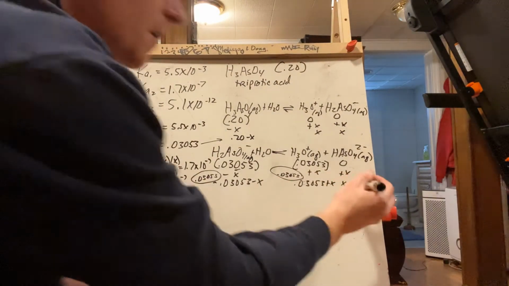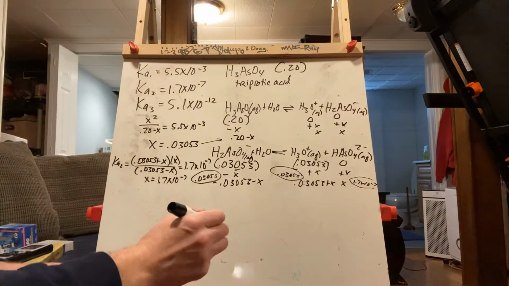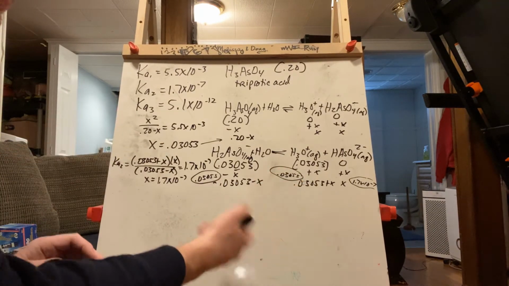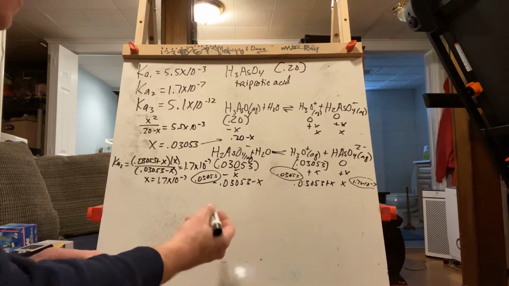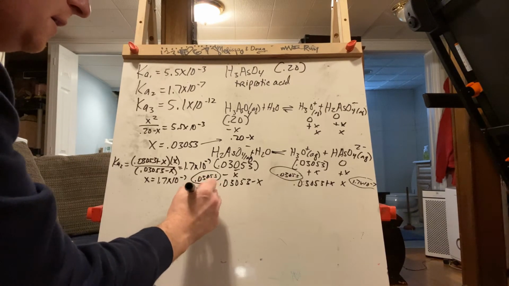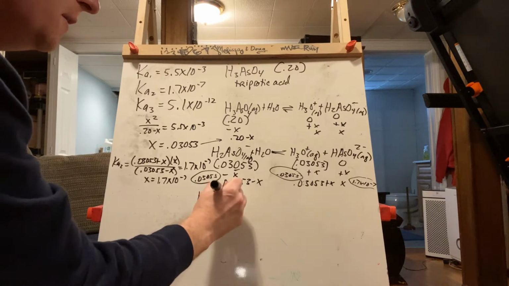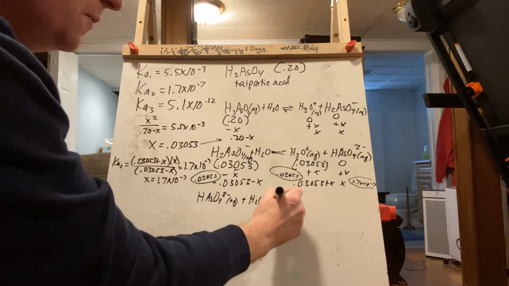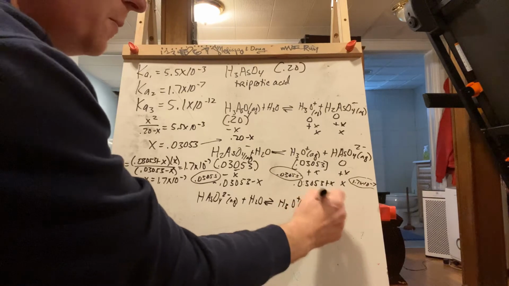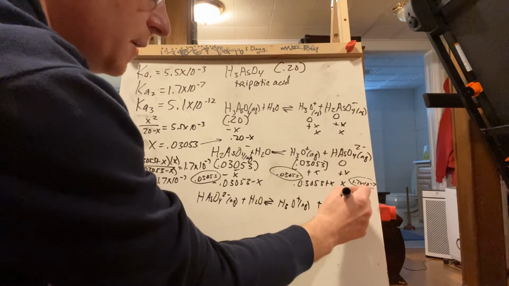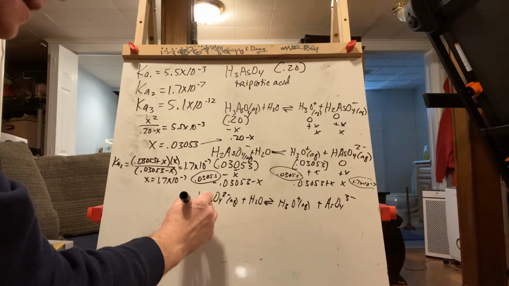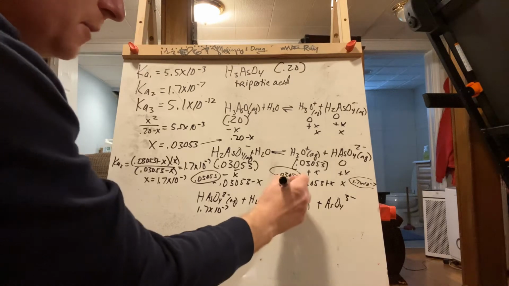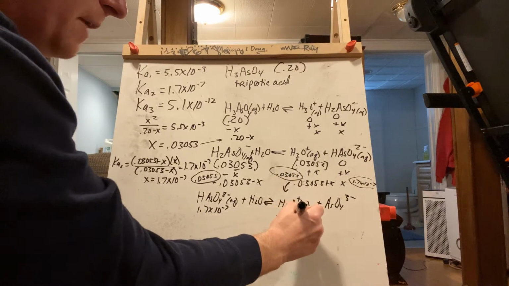Okay. All right. And then we do it one more time with the Ka3. You could tell your x is basically going to be smaller and smaller and smaller. So now our last one is going to be HAsO4 2 minus plus H2O gives you H3O plus and AsO4 3 minus. So now we have 1.7 times 10 to the negative 7th. H3O plus is basically going to be 0.03053.